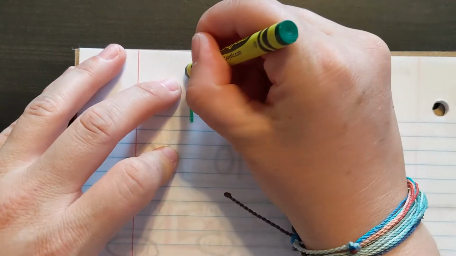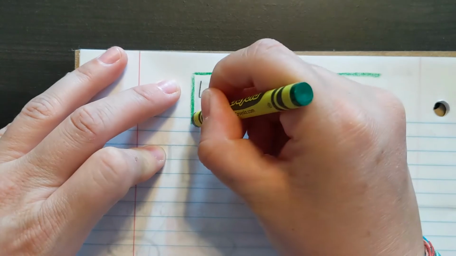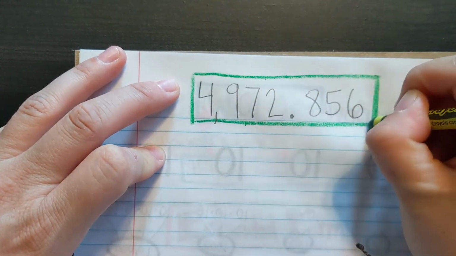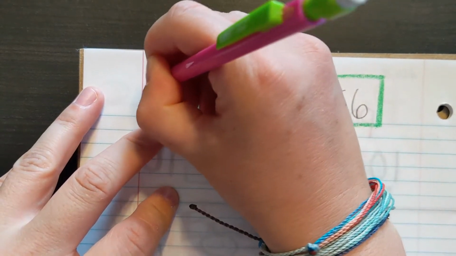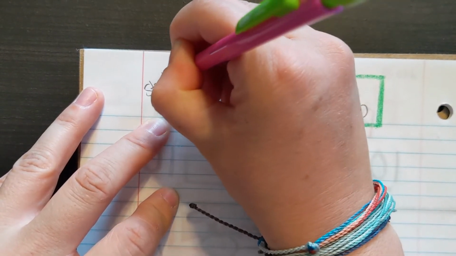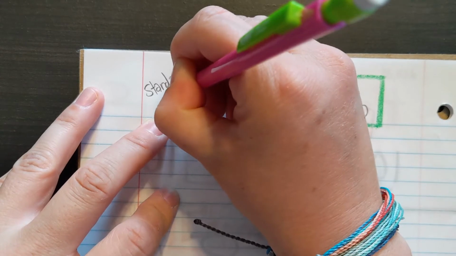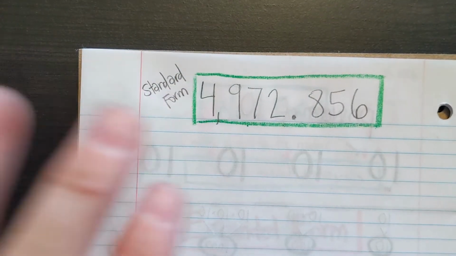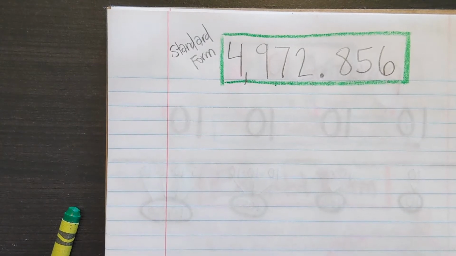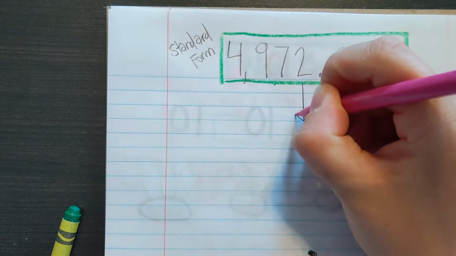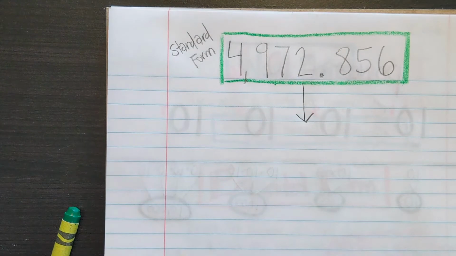Did we use green for standard? I think we did. That is the number in standard form. So we're just going to write it off to the side here. This is standard form. It's just the number. In order to do the next one, you're really going to need to know how to say that number. So let's transfer that number into word form.